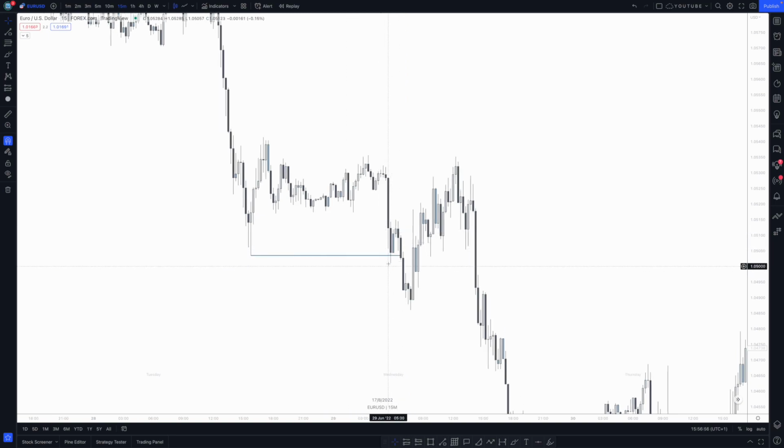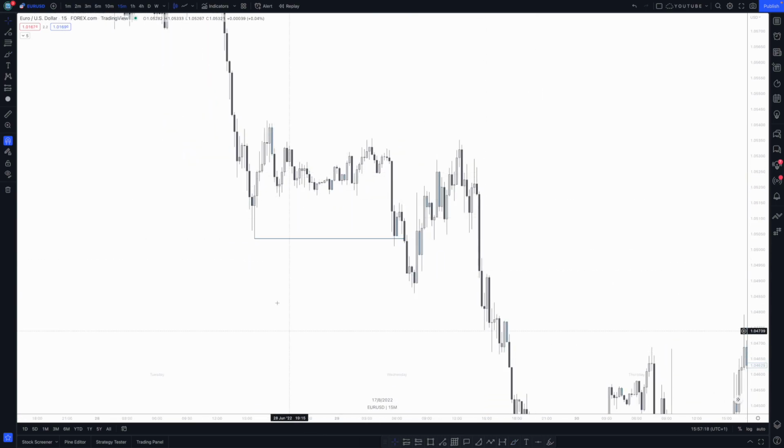At this point here, we've only broken with a wick, and until this point here, it's not a true break of structure for me, because what can happen is we could break through with a wick, and then we could just reverse and continue going upwards. On this example here, we do get a break to the downside.